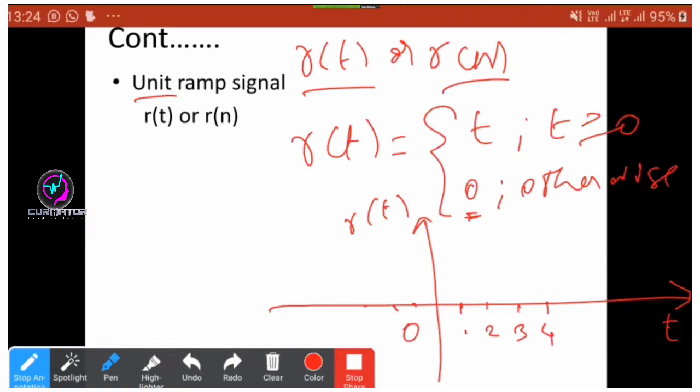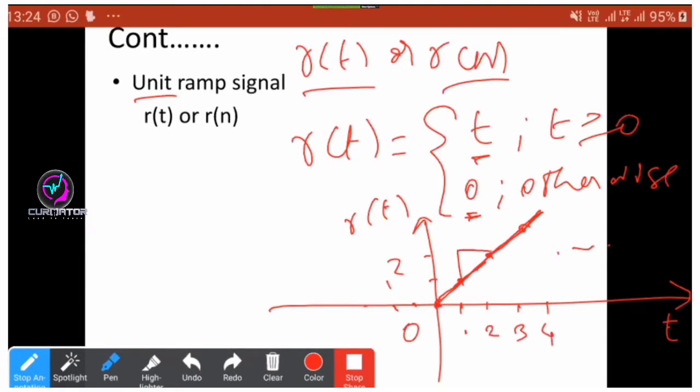Like if t is equal to 0, r of t will also be 0. If t is equal to 1, r of t will be 1. If t is equal to 2, r of t will be 2. If t is equal to 3, r of t will be 3. Like this, it will be a straight line up to infinity. It increases like a ramp with its step size as 1. So it is called the unit ramp signal.